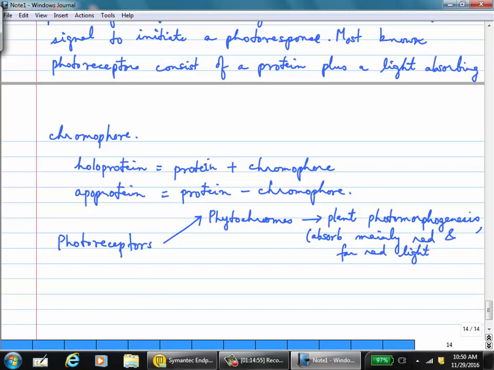Then the next group of photoreceptors are called the cryptochromes. These photoreceptors are also involved in plant photomorphogenesis, and they absorb blue light.